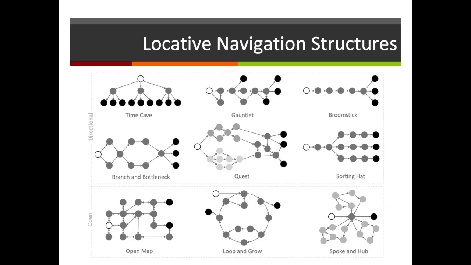When we've looked at interactive digital narratives in the past, we've seen that there are many different types of navigational structures. Things like time caves, for example, where the story branches endlessly, or gauntlets, which is essentially a linear path through a narrative, but with excursions off to the side, returning to the main path later in the story. Well, we can see the same sort of navigational structures appear in locative games, but here they're not just navigational structures around narrative, but also around physical location.